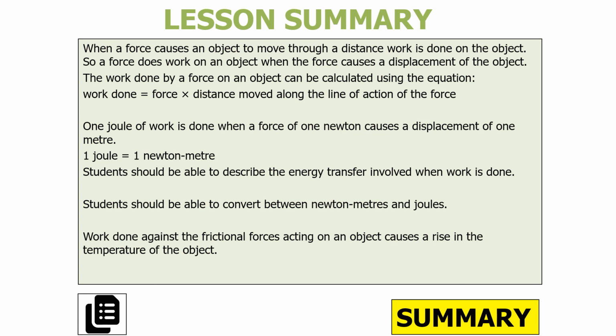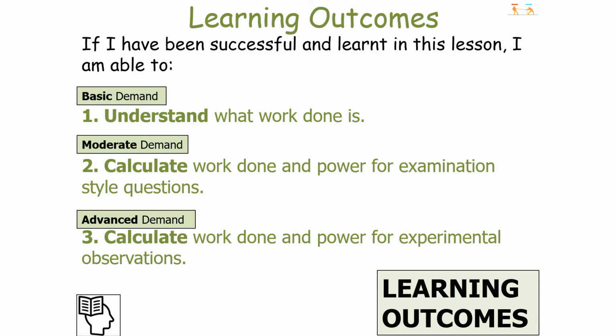Now, you should be able to describe the energy transfer involved when work is done, and you should be able to convert between Newton meters and joules and understand that work done against the frictional forces acting on an object causes a rise in the temperature of the object. So if we've been successful and learnt in this lesson, we should be able to understand what work done is, calculate work done and power for examination style questions, and look at the same process with more practical applications.